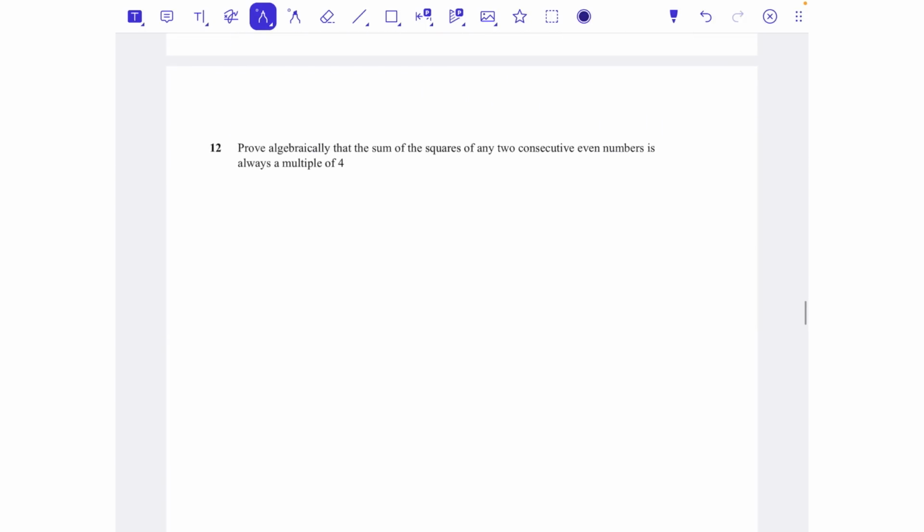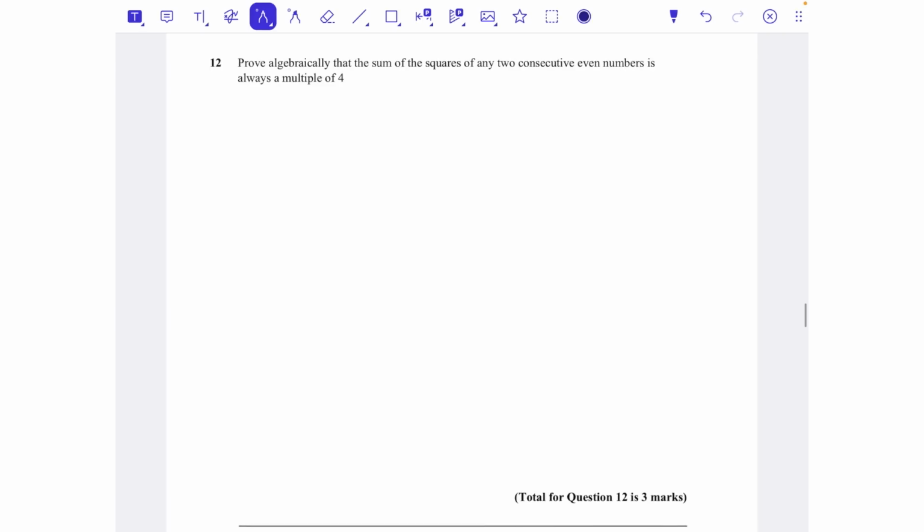Question number 12. Prove algebraically that the sum of the squares of any two consecutive even numbers is always a multiple of 4. So with proof, an even number is written as 2n. An odd number is written as 2n plus 1. And if I want two consecutive even numbers, then I want an even number, and to get to the next even number, we know would be 2 bigger, because when we add 1, we get an odd number. So if I go up 2 from any even number, I will get to the next even number.